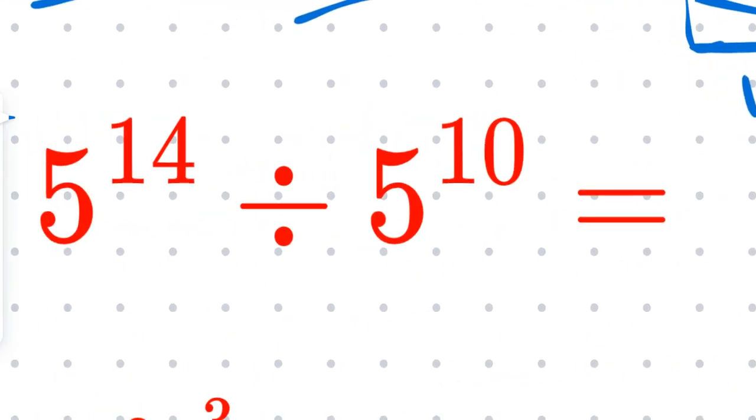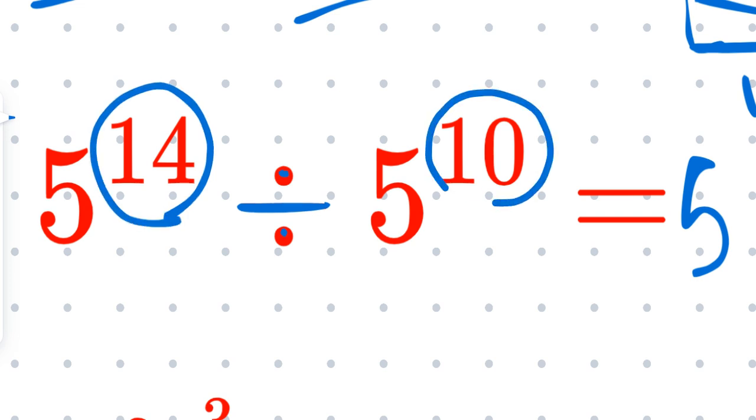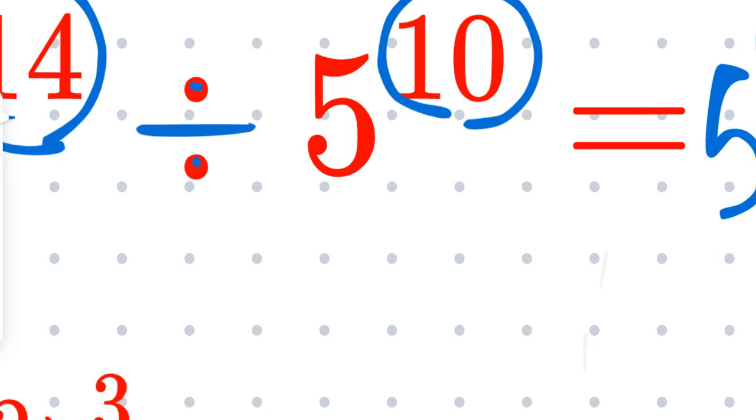Then we have question 2. 5 to the power of 14 divided by 5 to the power of 10. We said if it's division, the only thing we need to do is to subtract the exponents. So 14 minus 10 will be equal to 4. That's it, we are done.